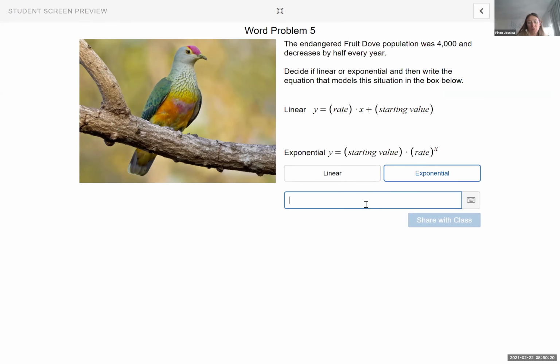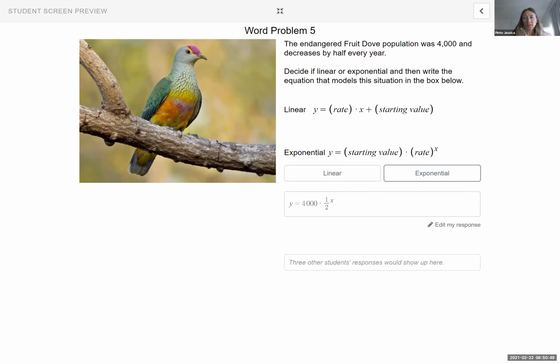The starting value, so we've got y equals the starting value 4,000 times, and then half. So I just do the slash, and then I put my exponent of x on this fraction. And that's how this equation would work.